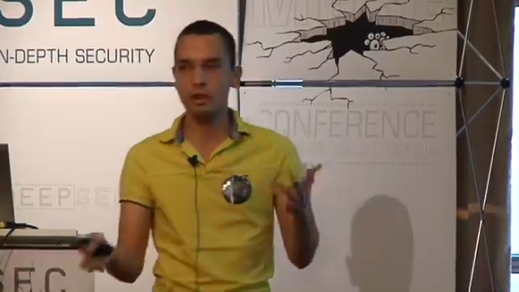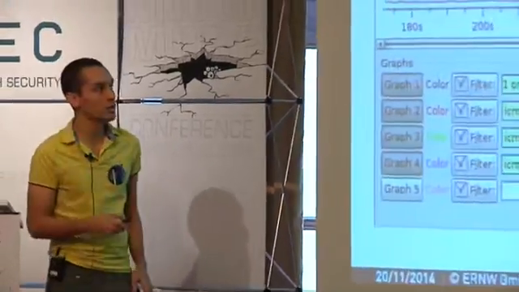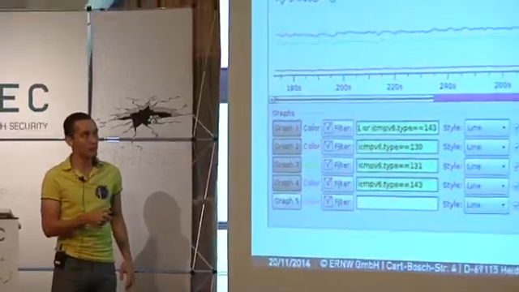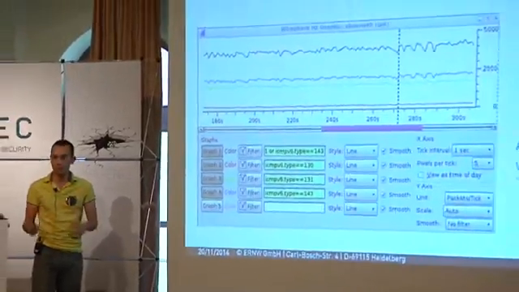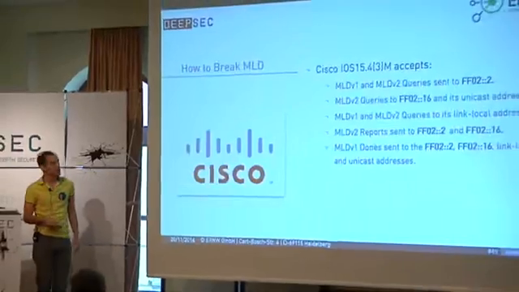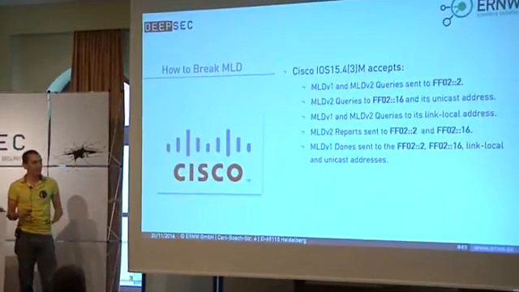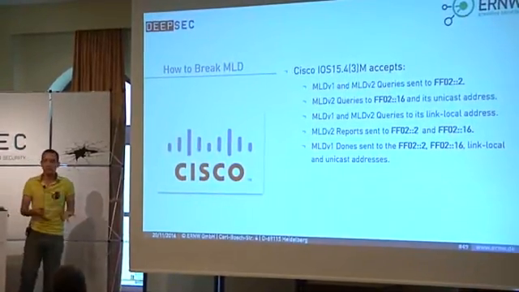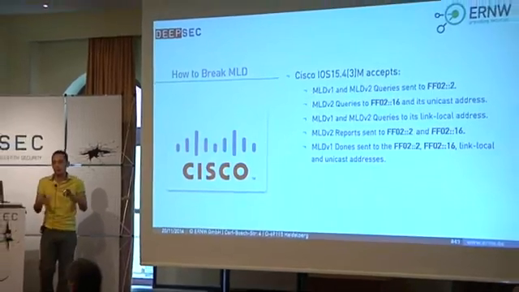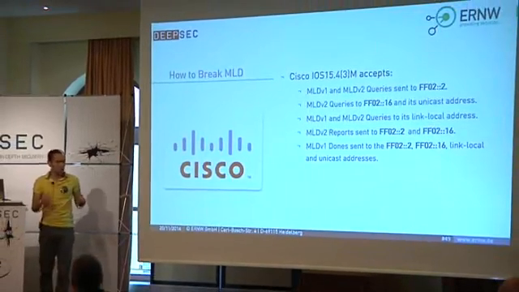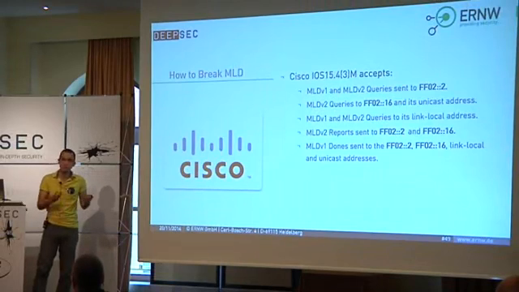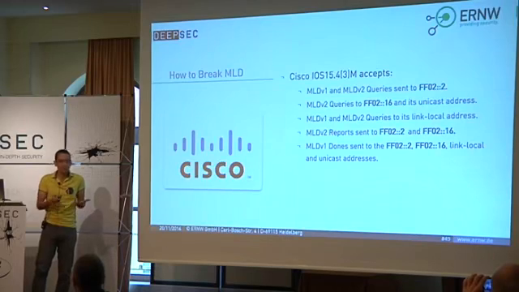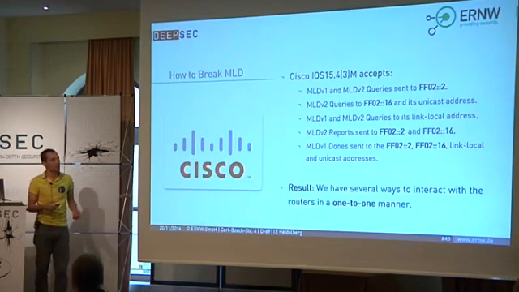As you can see in this image, the red line is the queries we sent with 4 or 5 hosts, and the green and blue lines are the reports which were actually sent. So the way Cisco devices behave makes it possible for people, by using MLD, to impact the overall stability of your infrastructure.